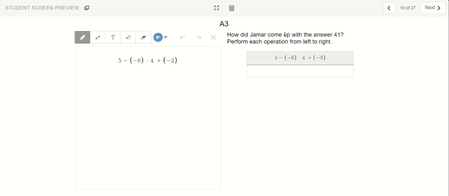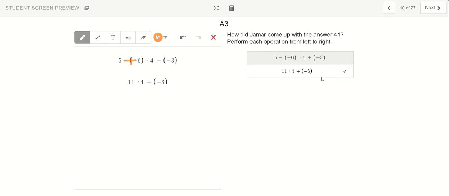So how did Jamar come up with the wrong answer of 41? Let's try to think about what Jamar did. Maybe he thought of doing this part first. Quick reminder, we're going to have a minus minus, and we can turn that into a plus. So let's work from left to right. 5 plus 6, again, minus minus turns into a plus. I like to copy and paste this, Control C, Control V. And I'm going to change this into 5 plus 6 is 11.